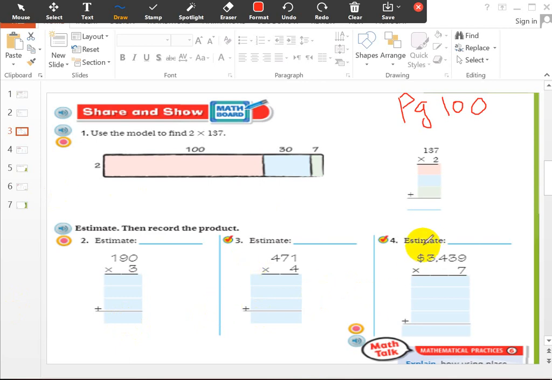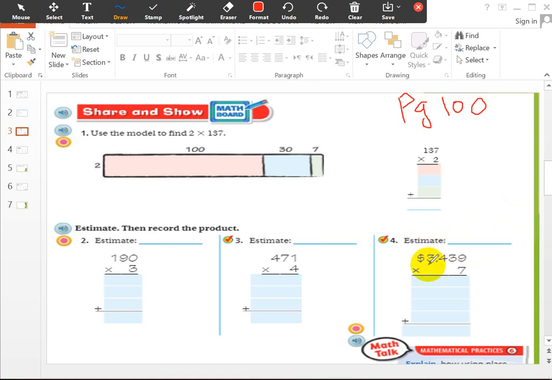Now we will start with exercise 4, and I want here to estimate the answer for this multiplication. So we will use a partial multiplication. So to find the answer for this multiplication, let's start. First thing, I will estimate the answer by rounding the numbers. So if I round this number 3,439 into the nearest thousand, what will the number be? You can share with me in the chat box.